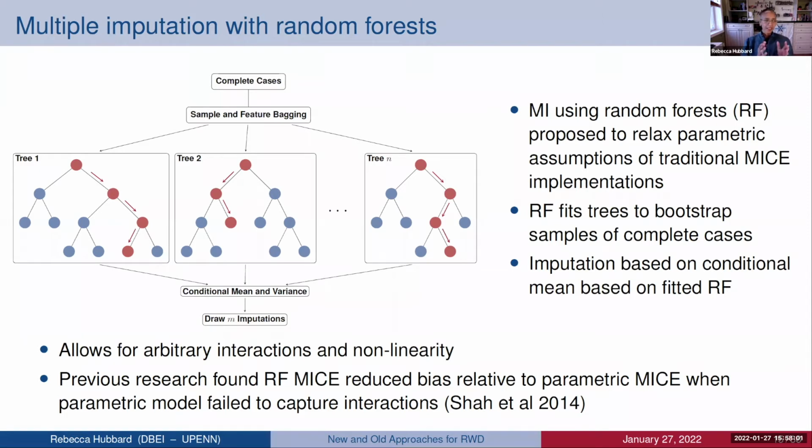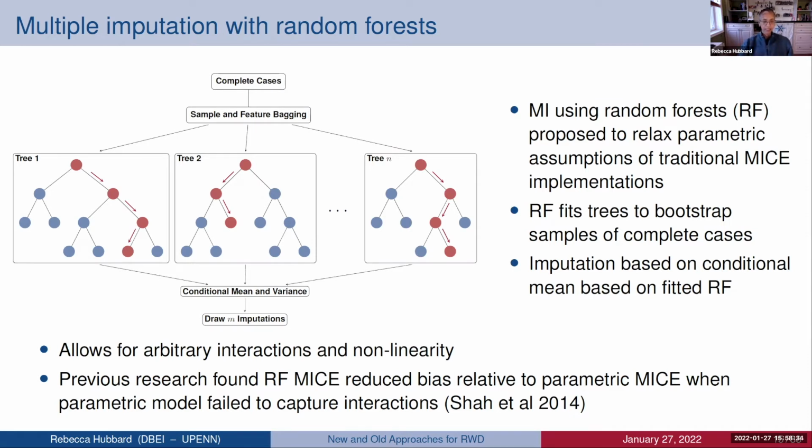So the rationale behind multiple imputation with random forests is really just that a random forest is potentially going to be more flexible. It's not going to require us to pre-specify the set of interactions that we want to consider or nonlinear terms that we want to consider. It's going to flexibly incorporate whichever ones the data suggests are needed in order to come up with a good imputation.